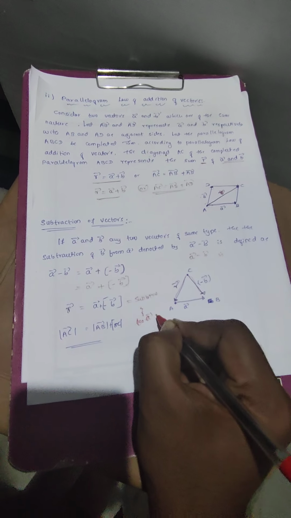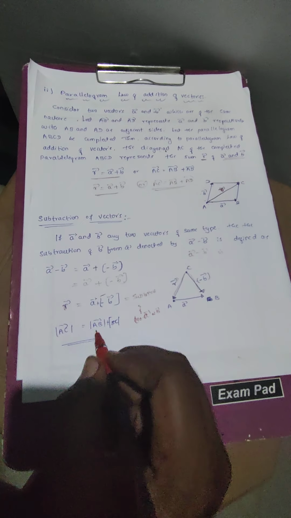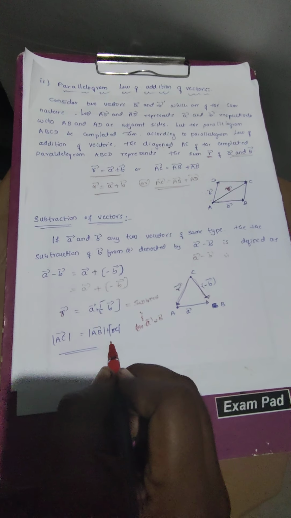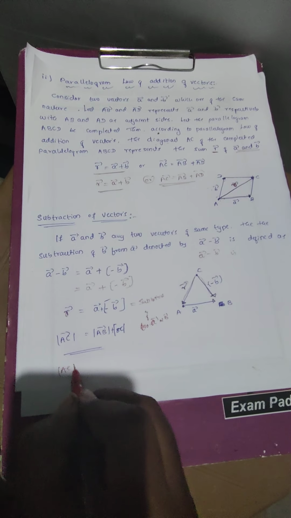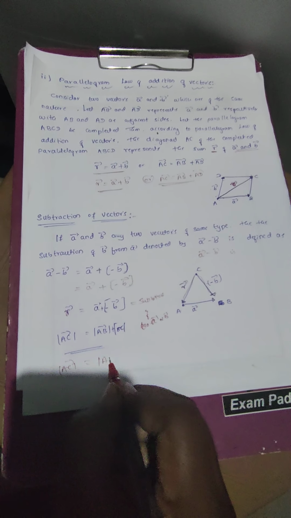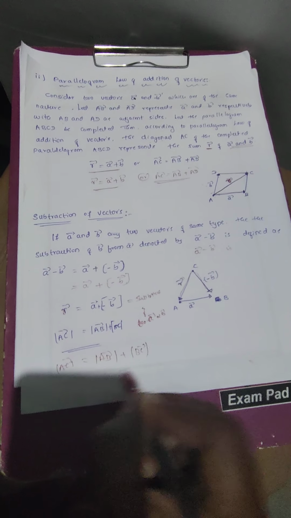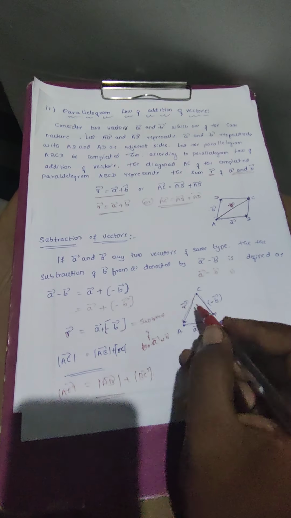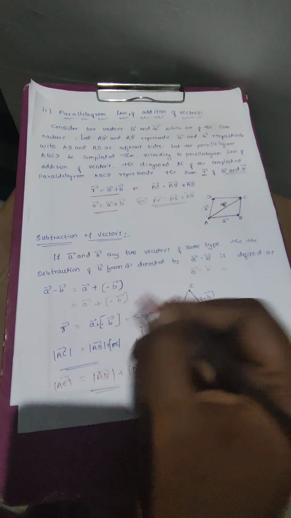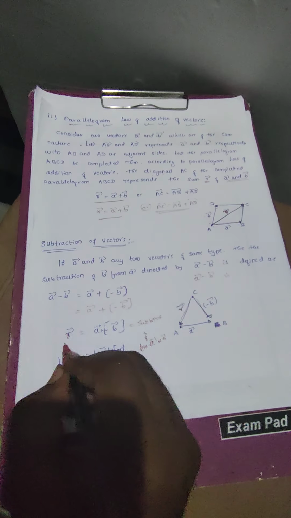Vector A and vector B. Subtraction of vector A and vector B. Here the magnitude is the same. The magnitude is the same means AC equal to AB plus BC. The magnitude is the same for subtraction of vectors, but the direction is different. So you can subtract A minus B. Here the resultant vector R is here.